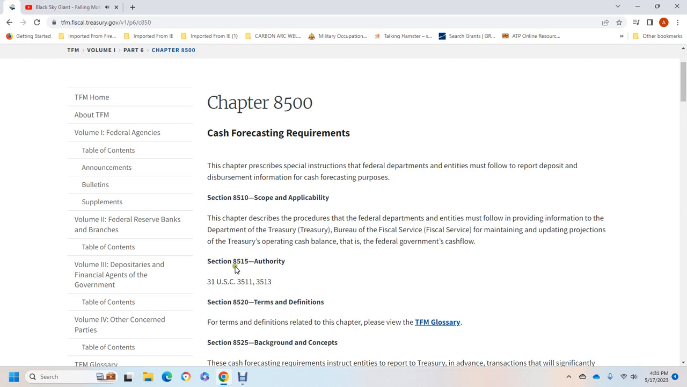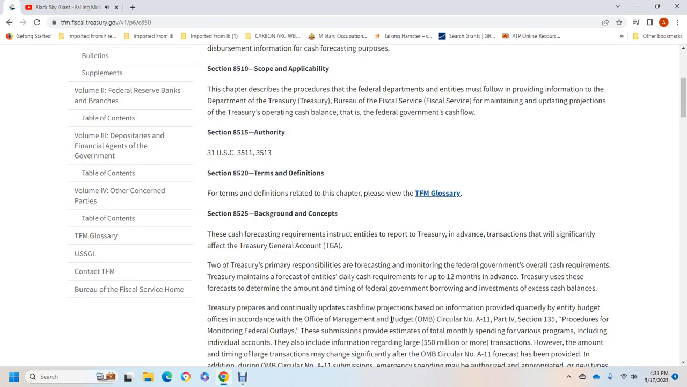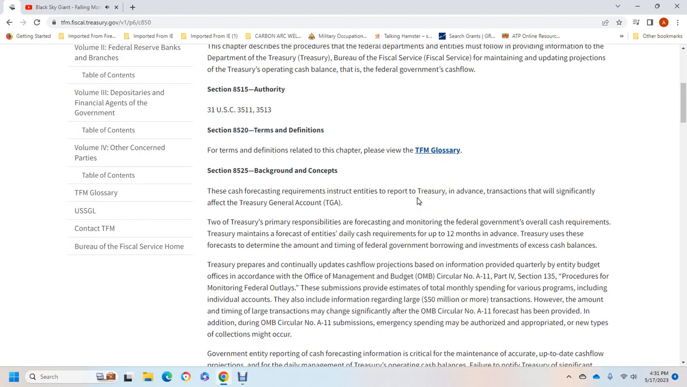Section 8515, Authority, Title 31, U.S. Code 3511, 3513. Section 8520, Definition of terms. The related chapter of the Treasury Financing Manual Glossary. Section 8525, Background concept.